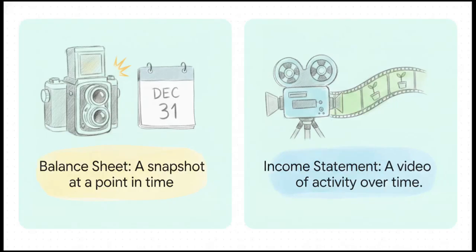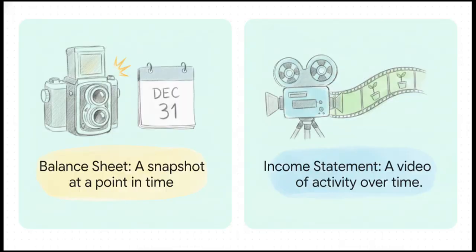Think of it like this. A balance sheet, that's just a static snapshot. It's exactly what a company owns at midnight on New Year's Eve. But the income statement, that's a video recording. It captures the daily hum of business, the constant flow of money coming in and going out over an entire quarter or year.